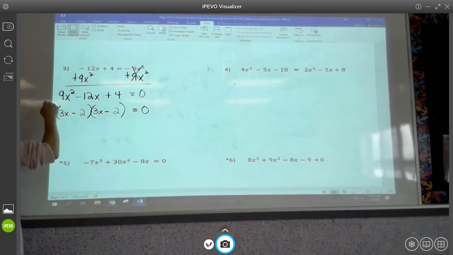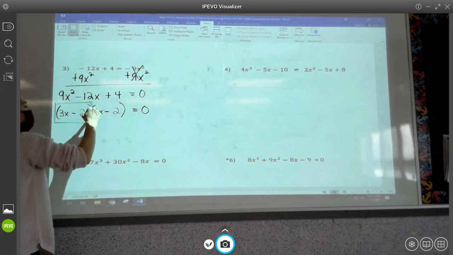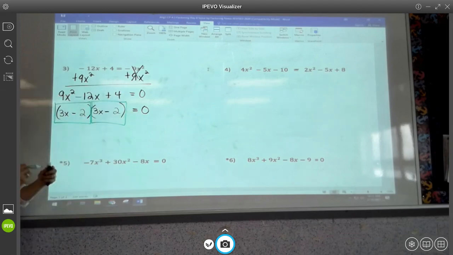All right, so now look what we said. We're saying that this times this has to equal 0. The only way that could happen is if somebody was 0. But who? Did he have to equal 0? Or did this one have to equal 0? They both could have been 0. So we set them both equal to 0 and we solve.